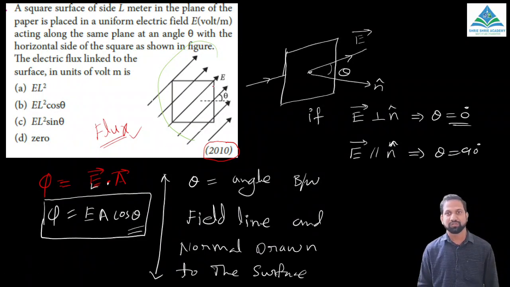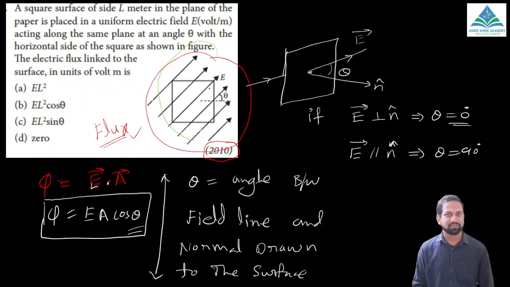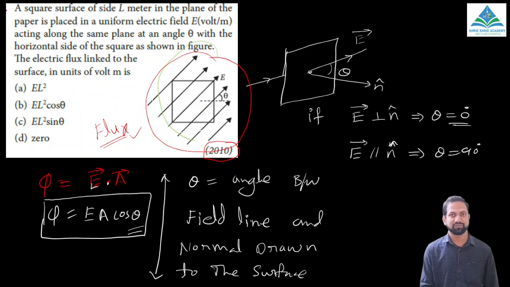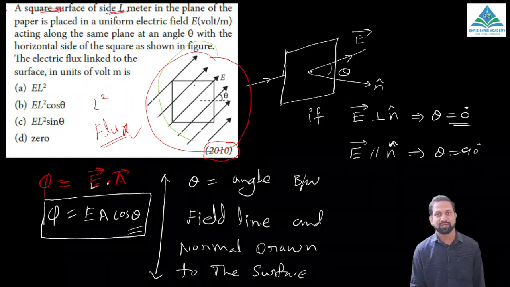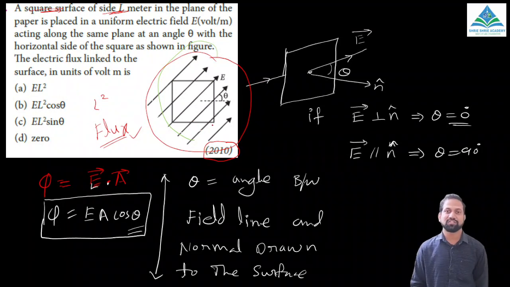Yeah. So in the given problem, they have clearly mentioned in the description a square surface of side L. Square surface means the area is going to be L square. Side L meters, in the plane of the paper, is placed inside a uniform electric field E acting along the same plane, meaning the field is also in the same plane.